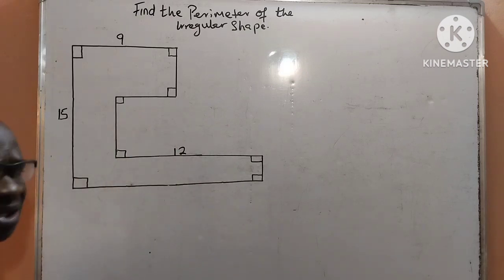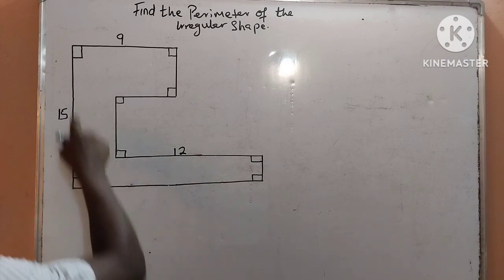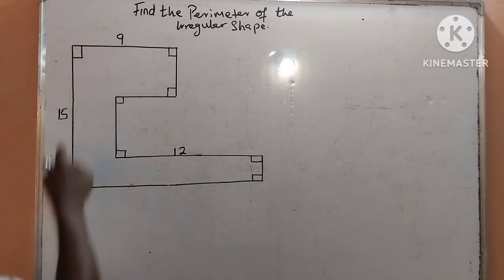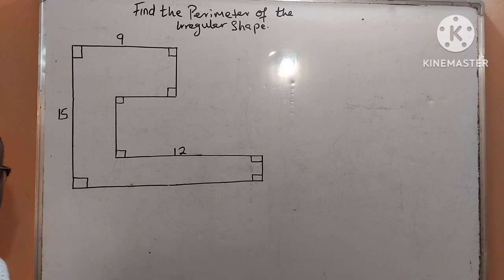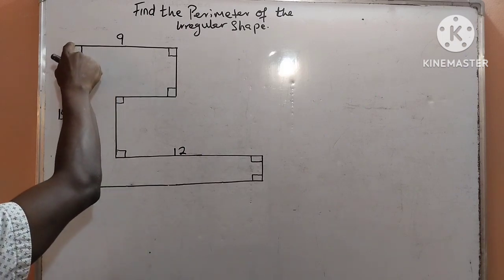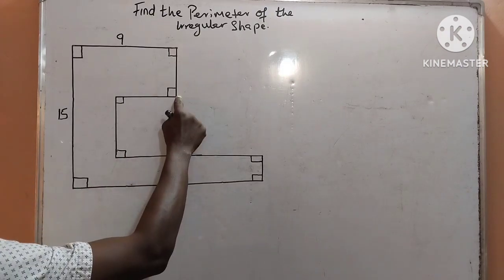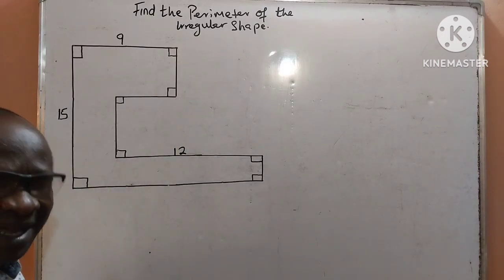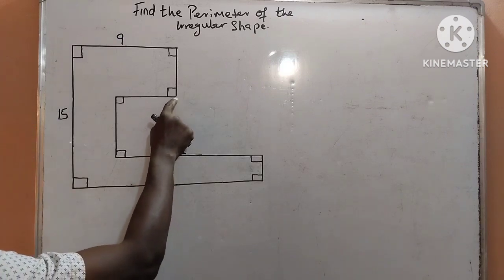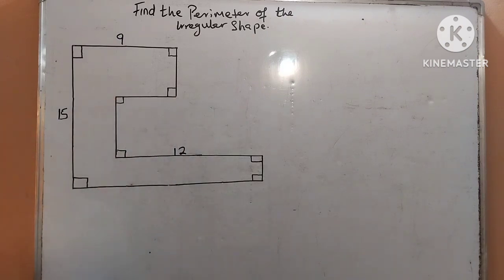As you can see, some parts are given, some are not given. From here to here is given to us as 15 units. From this point to this end is given to us as 9 units. But we do not know from here to here. We are going to find it. That is the challenge.